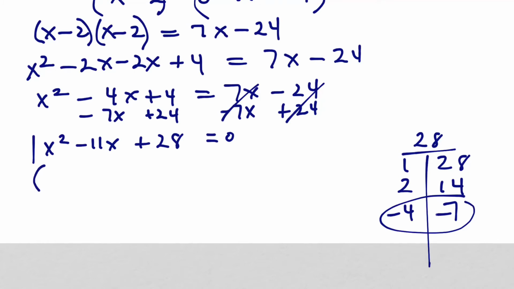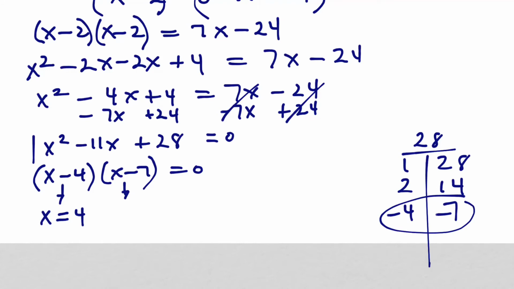So since I have a leading coefficient of 1, I can say my factored form is x minus 4, x minus 7 is equal to 0. Since I have factors, I have solutions. Opposite sign, x is equal to 4, x is equal to 7. All right, now I want to check these.